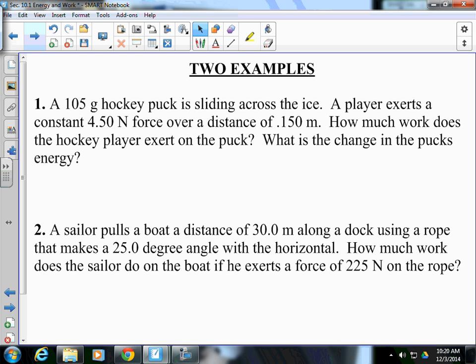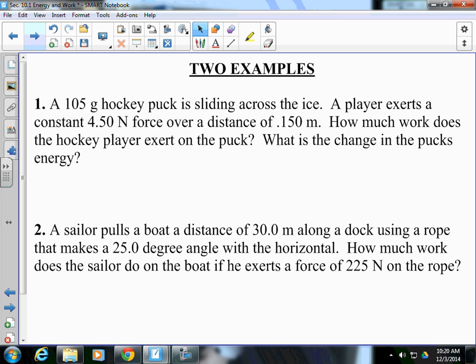In the example here, we have two examples. Example number 1, a 105-gram hockey puck is sliding across the ice. A player exerts a constant 4.5 Newton force over a distance of 0.15 meters. How much work does the hockey player exert on the puck? And secondly, what is the change in the puck's energy?